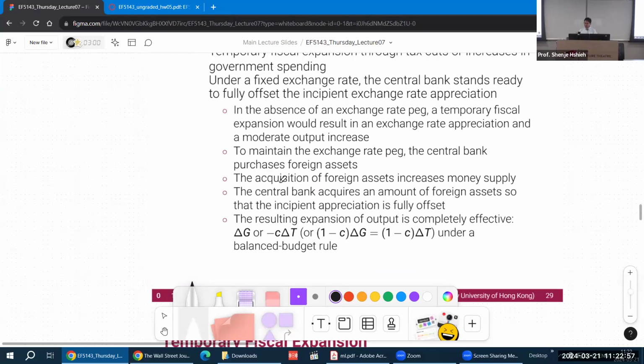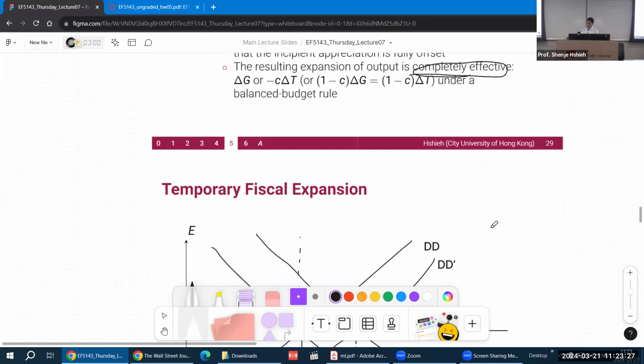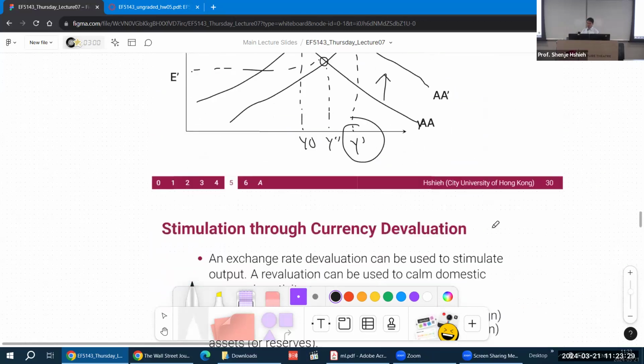So to summarize, to maintain their pegged exchange rate, central banks can purchase foreign assets. Remember, it doesn't matter what kind of assets if there's perfect substitutability, but if there's imperfect asset substitutability, foreign assets are preferred. This will increase the money supply, and then you get the full potential of the fiscal policy. So it's completely effective. No crowding out effect.